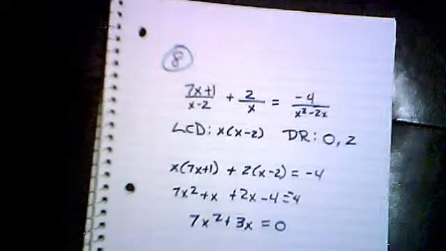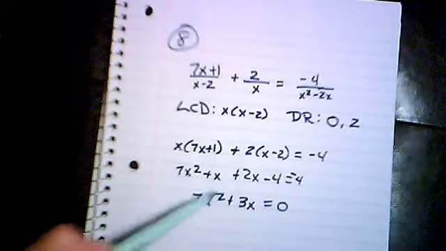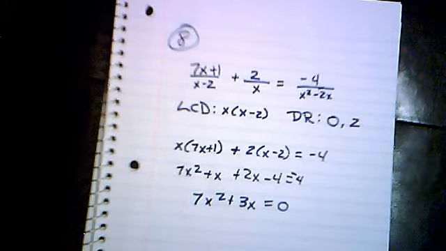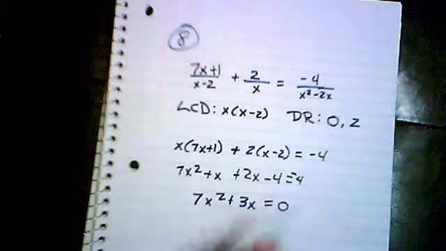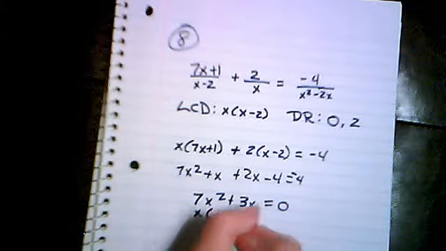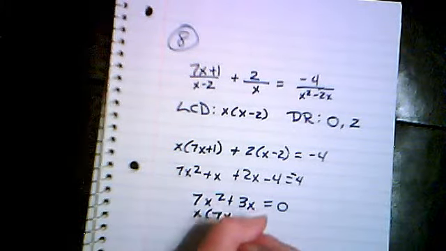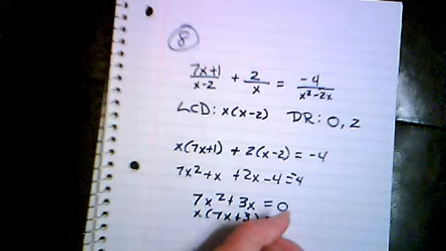Now I know that I have to set it equal to 0 because it's quadratic. Had it been linear, we would have just solved without setting it equal to 0. But since it's quadratic, we know we have to set it equal to 0 and then factor. Now, the only thing that I could factor is an x. So I have x times 7x plus 3 is equal to 0.